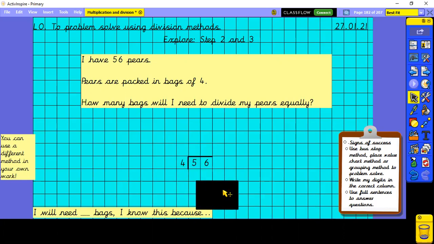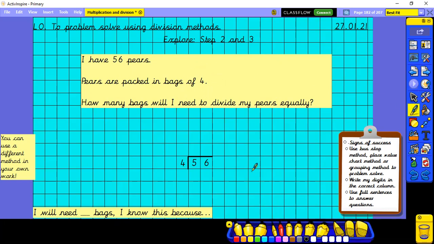Okay, so I have chosen bus stop method. And I know that I need to do 56 divided by 4 to see my answer, because I have 56 pears and they are packed in bags of 4. So let's see how many bags we need. So I'm going to think, how many times does 4 go into 5? And 4 goes into 5 once, with 1 left over, because 4 add 1 is 5. And now I need to think, how many times does 4 go into 16? And I know straight away that 4 times 4 is 16. So my answer here will be 4.